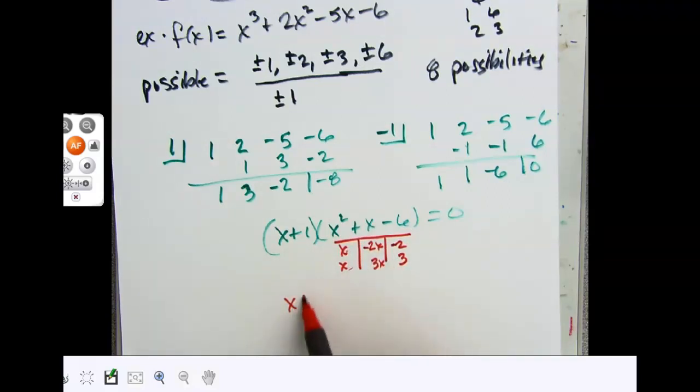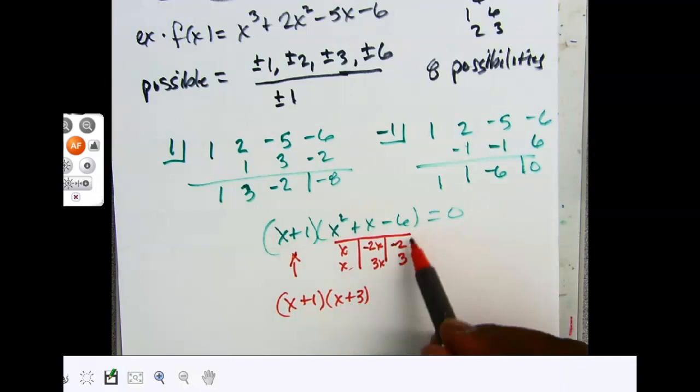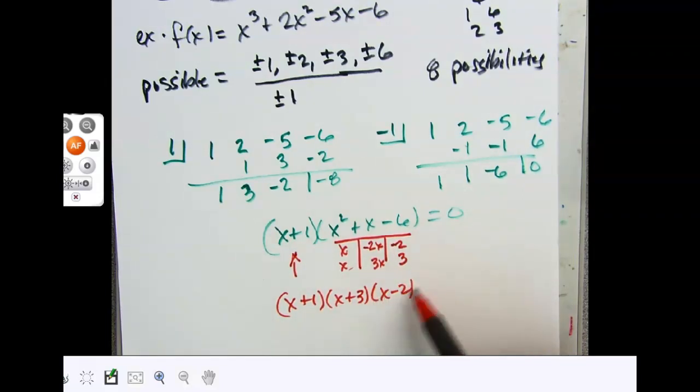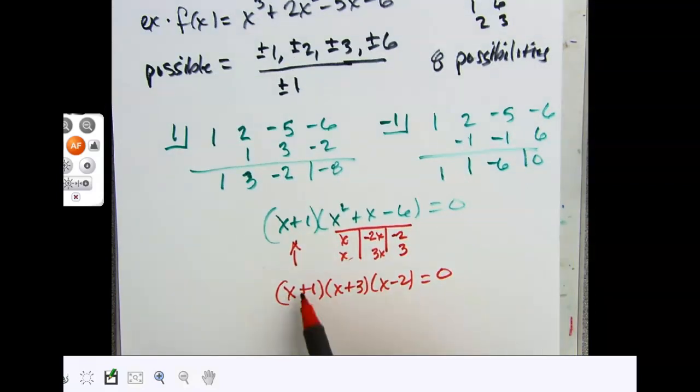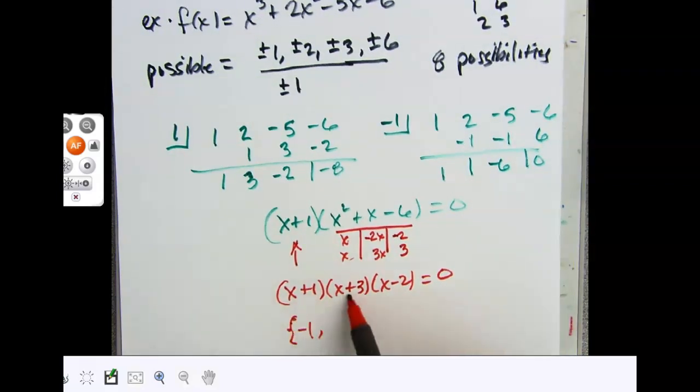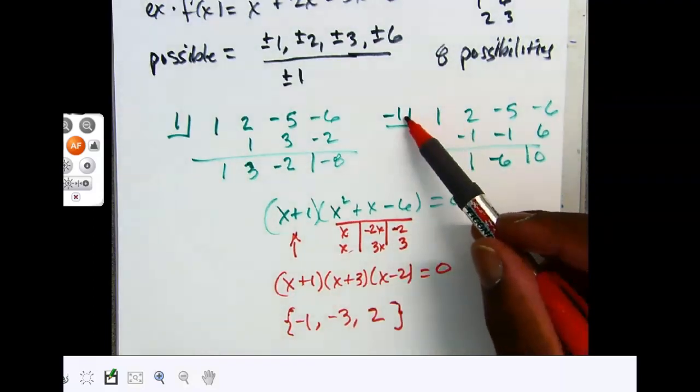So we have x plus 1 from here times x plus 3 times x minus 2. So our three zeros are negative 1, negative 3, and 2. But we already knew negative 1 was a 0 because we tested it out here.